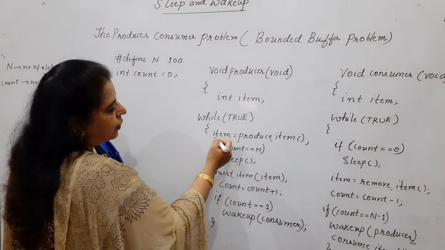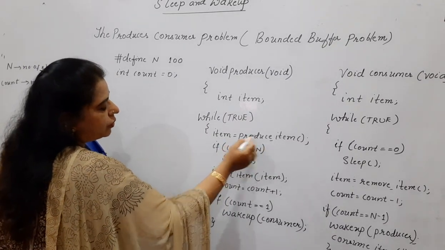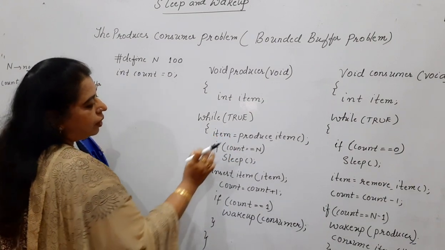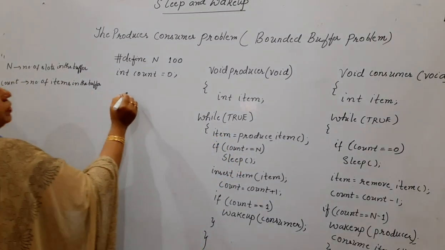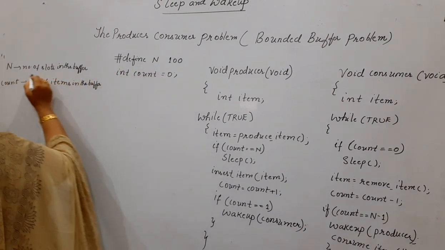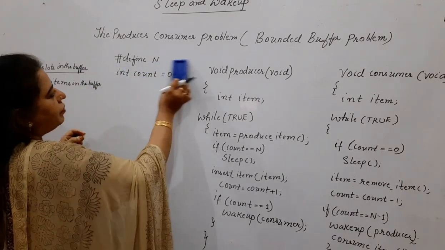Producer item equal to produce item. So produce item is a function which is initialized to what? To the variable called item. Now here, one thing you have noticed is we are using a particular variable n to indicate the number of slots in the buffer. Here it is assigned as 100.